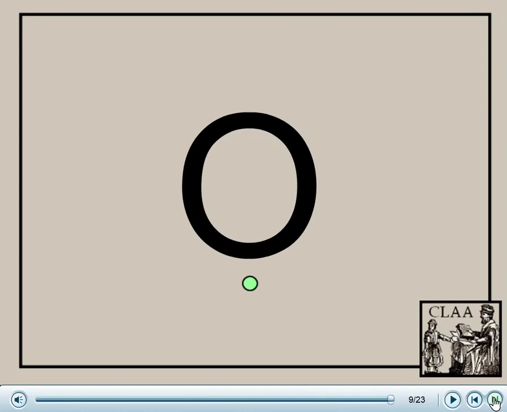Point to the green dot on your screen and look carefully at this Latin letter. This is the Latin vowel O. The Latin vowel O is written to represent the spoken sound O. Therefore, anytime you see the Latin vowel O, you should read it as O.